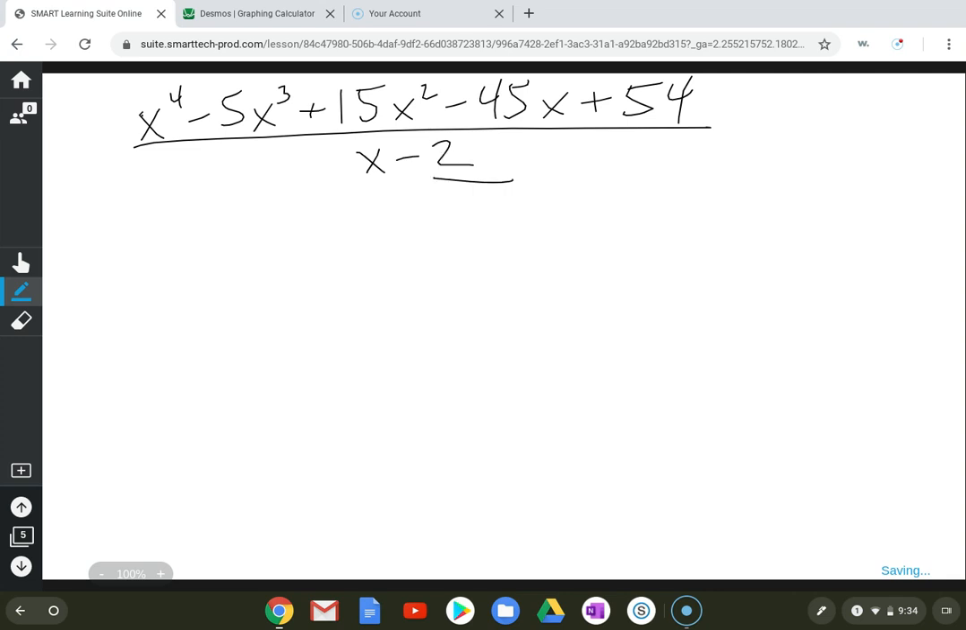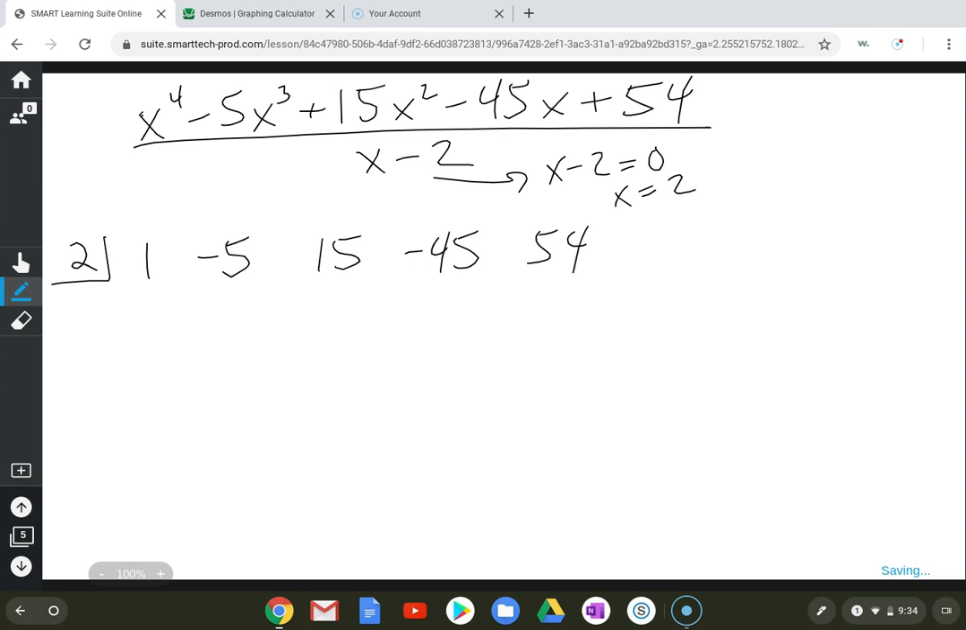So what number goes into my little bracket? I set my divisor equal to 0. I get x equals 2. I put a 2 in my bracket, and then I start listing my coefficients. 1, -5, 15, -45, 54. All right, bring down the 1. Multiply up. 1 times 2 is 2.